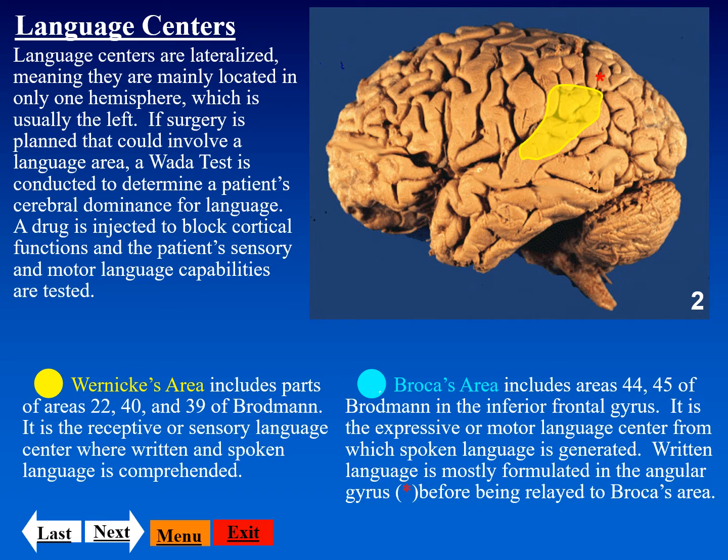The second area is an expressive motor area for spoken language. This is Broca's area, and it is located in the inferior frontal gyrus. Another area involved in language is the angular gyrus. This plays a larger role for the expression through written language.